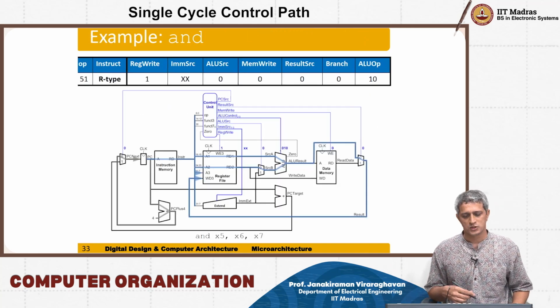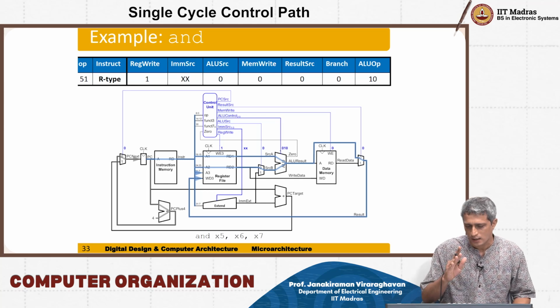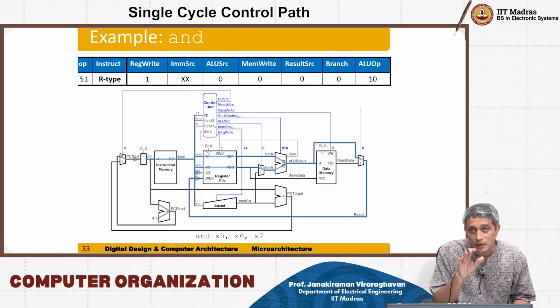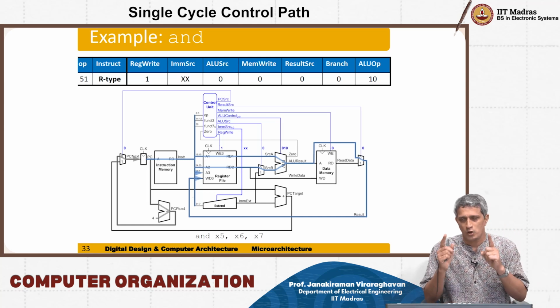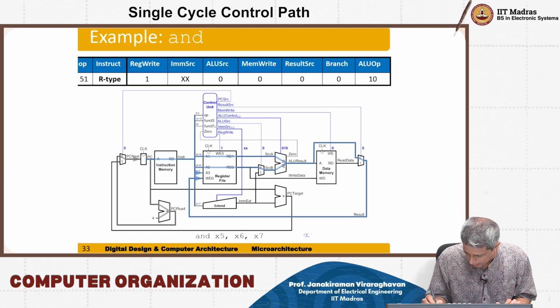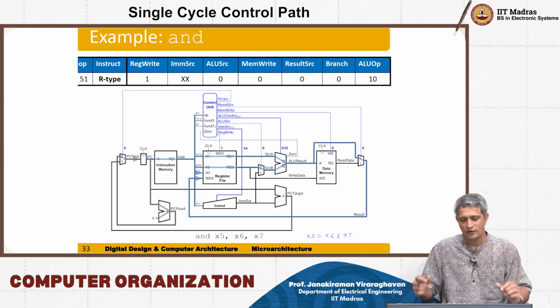Okay, so let us look at an AND type of operation. It's an R type instruction. So you have OP is 51. What do you want to do? You want to do AND X5. So you want X5 to be equal to X6 and X7. This is the bitwise AND that you want.